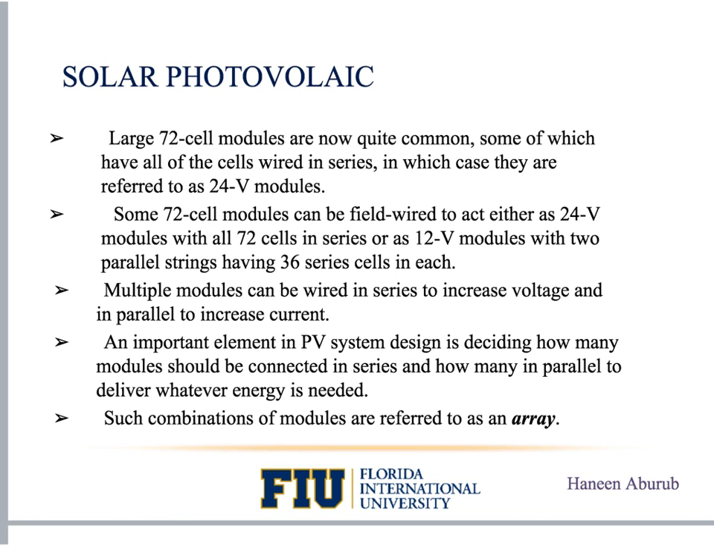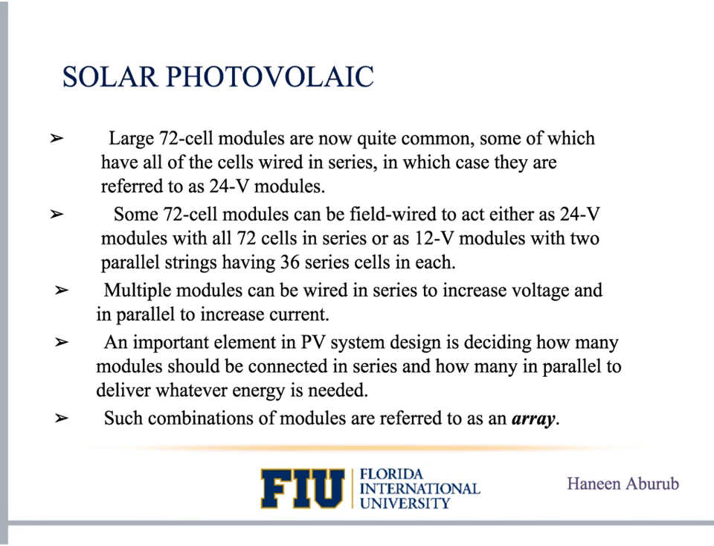Now, large 72-cell modules are quite common, some of which have all of the cells wired in series, in which case they are referred to as 24-volt modules. Some of the 72-cell modules can be field wired to act either as 24-volt modules with 72 cells in series, or as 12-volt modules with two parallel strings having 36 series cells in each. Multiple modules can be wired in series to increase the voltage, or in parallel to increase the current.